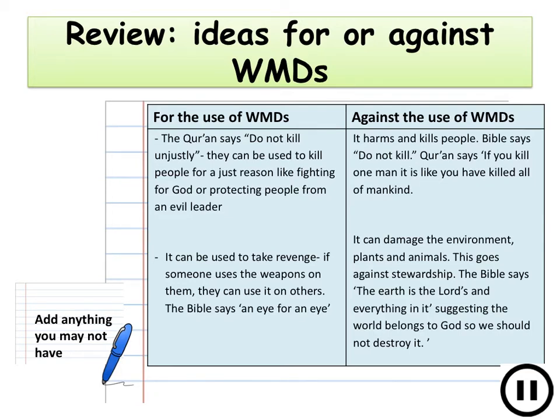Alongside this, we can look at the fact that weapons of mass destruction could damage the environment, plants and animals. This goes against the idea of stewardship. The Bible says the earth is the Lord's and everything in it, suggesting that the world belongs to God and we should not destroy it. Examples like Agent Orange, which was a chemical weapon used in Vietnam, show how much damage we can do to the environment and the long-lasting effects that damage can have.